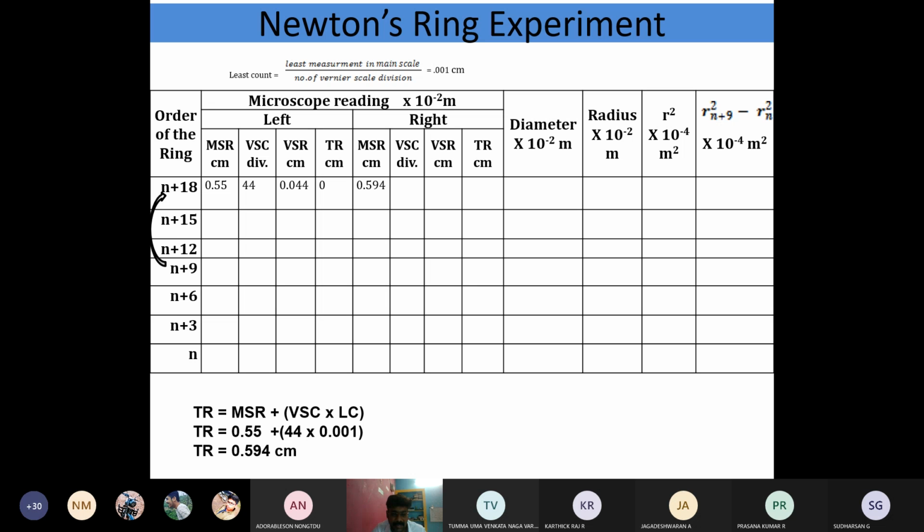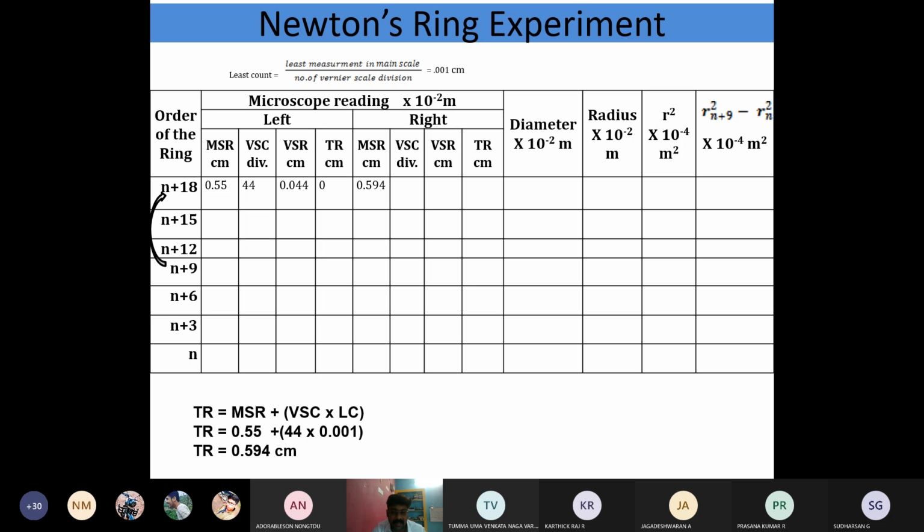Total reading is equal to MSR plus VSC into least count. So the VSC is 44, into least count 0.001. By multiplying these two, we get 0.044. This will be the VSR. And finally, the total reading: TR is equal to MSR plus VSC into least count. MSR is 0.55 plus VSC is 44 into least count 0.001. Therefore, we are getting the value TR equal to 0.594 centimeter.